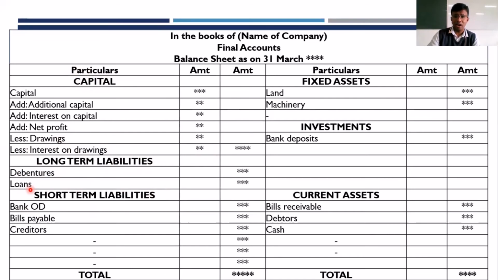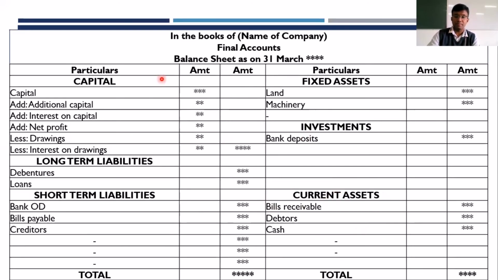Then on the asset side, you start off with fixed assets. Fixed assets are those resources which are likely to be with the business for a long period of time. Then you have investments, which are basically excess money that the business had and has invested somewhere. Then you have your current assets, which are resources that are available with the business for a short period of time.